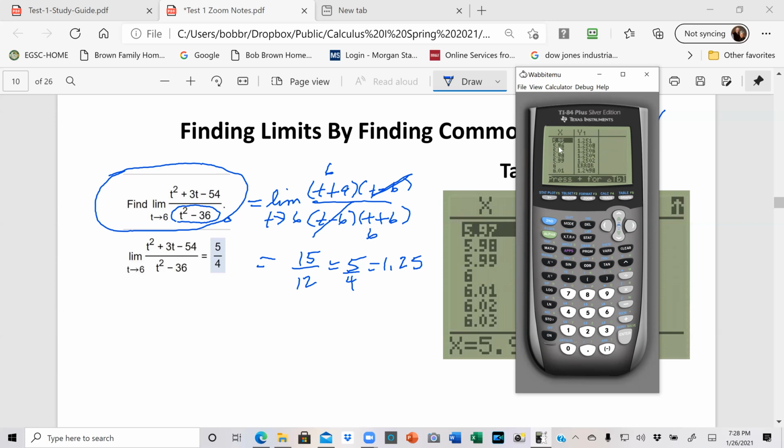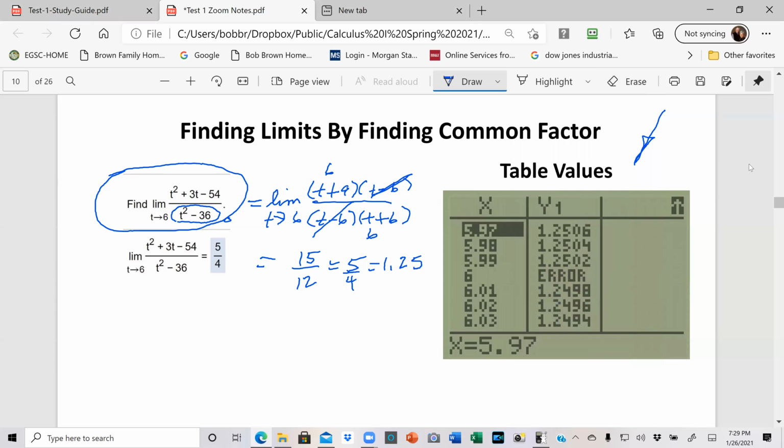So here's our table. At 5.95, y is about 1.251. As you keep on getting closer and closer to 6, in fact, at 5.99, it's 1.25. And of course, it gives you error there. And you go on the other side to 6.01, it's 1.2498. And so a very educated guess is that the limit of this is 1.25. This is a way to check your work, folks, if you're not sure you did this right. Obviously, the fastest thing for this particular one is to factor. Everybody agree to that?